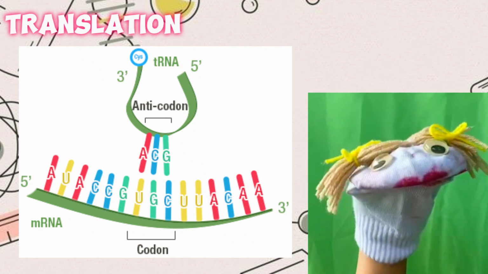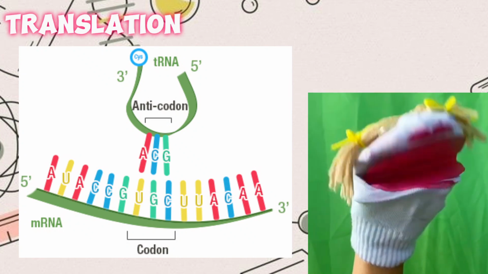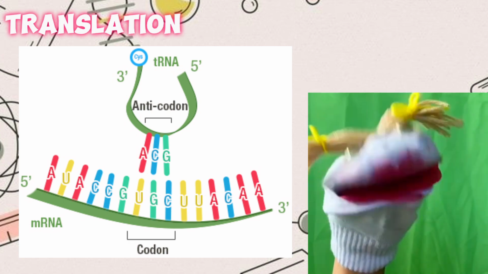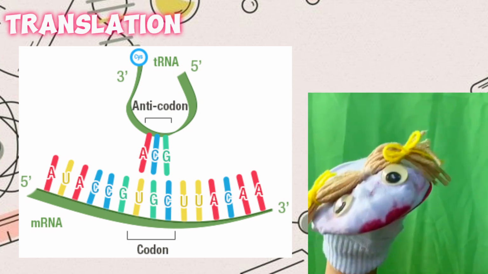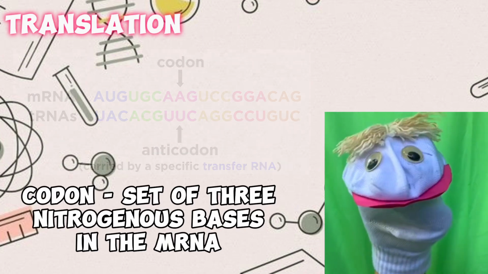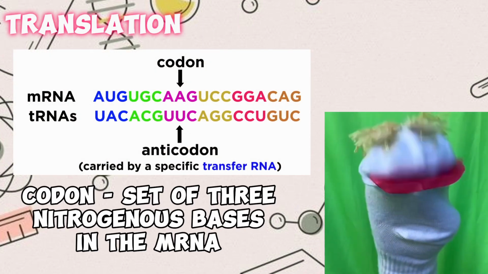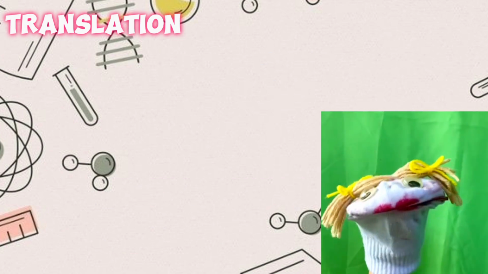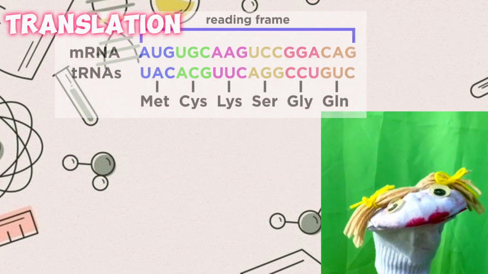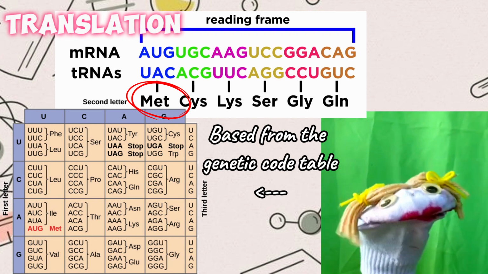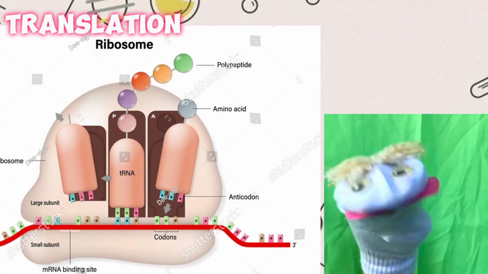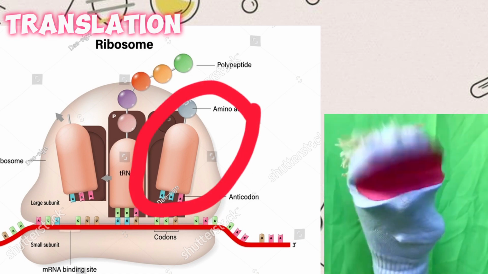During translation, a tRNA carries an amino acid and an anticodon made up of 3 nitrogen bases, which will complement the codon of the mRNA, wherein a codon is a set of 3 nitrogen bases in the mRNA. Basically, this will produce the amino acid methionine, which happens in the P site. Meanwhile, another tRNA carrying a different anticodon is waiting at the A site.